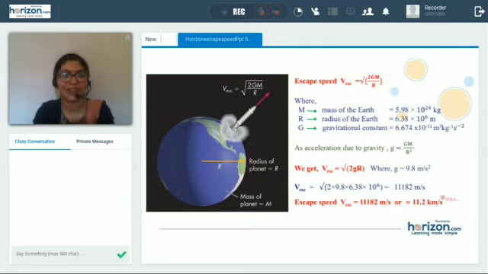In the case of rockets, there is a push provided by the propellant, and that push provides the escape speed of 11.2 kilometers per second. But in the case of the bullet and the balls, it's not possible because there is no external push. So this is the reason why the rocket doesn't come back.